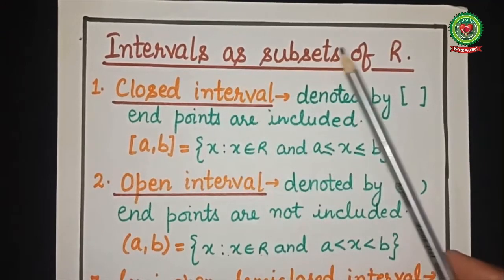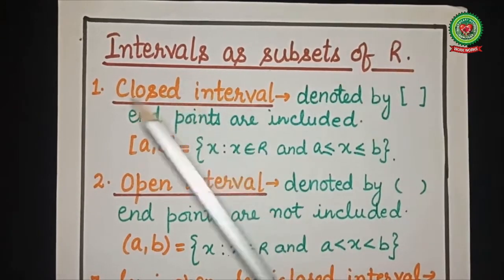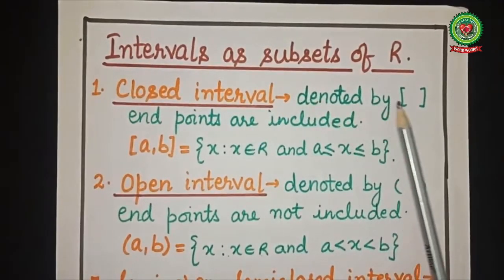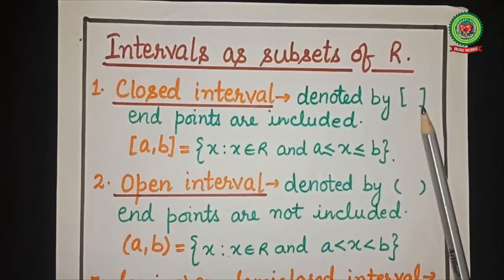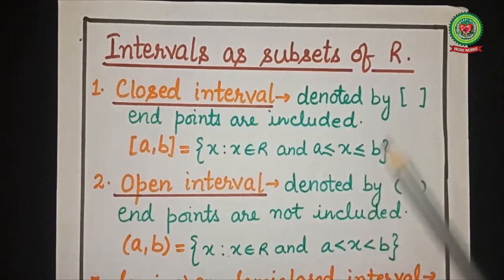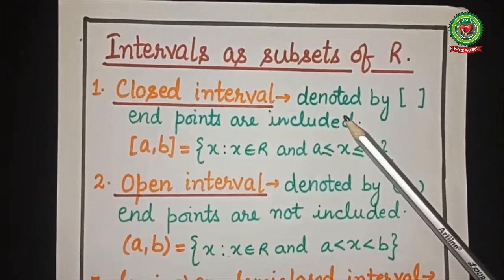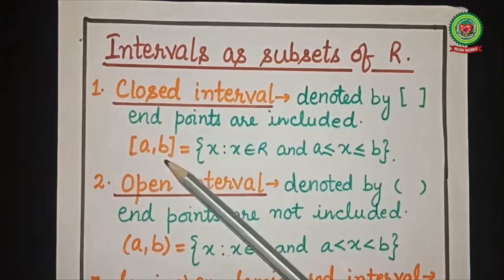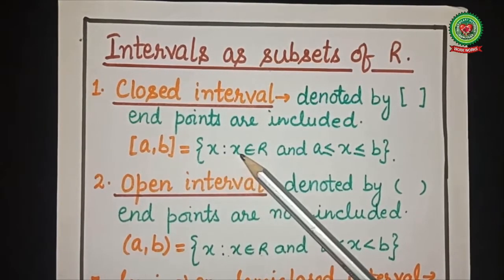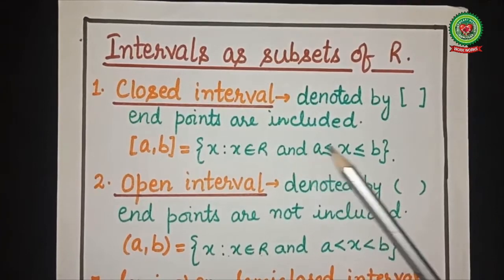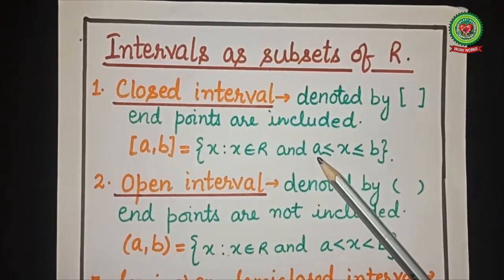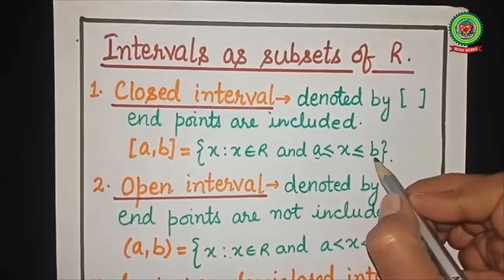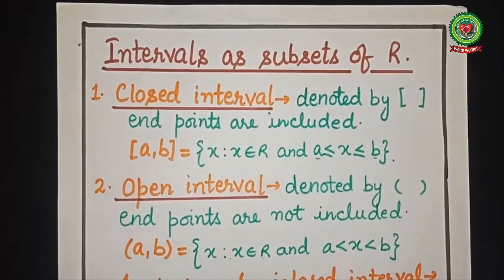Now next is intervals as subsets of R. First is closed interval. It is denoted by the rectangular bracket, or you can say the square bracket. Here endpoints are included. For example, closed interval [a, b] = {x such that x belongs to R and x is greater than or equal to a and less than or equal to b}. Here we have taken the endpoints, so equal to signs are there.